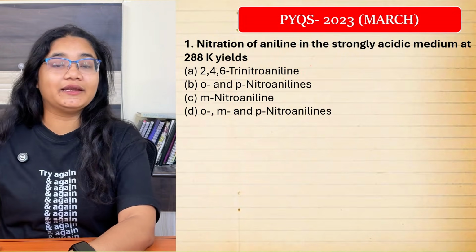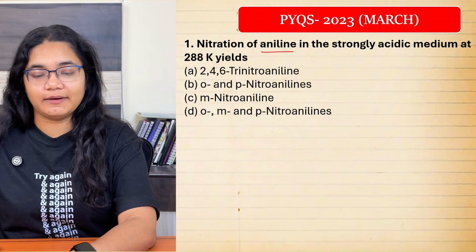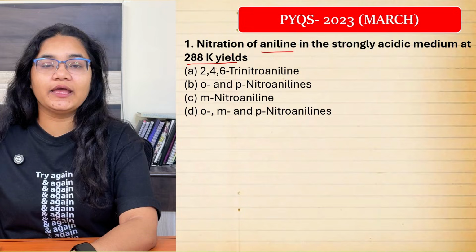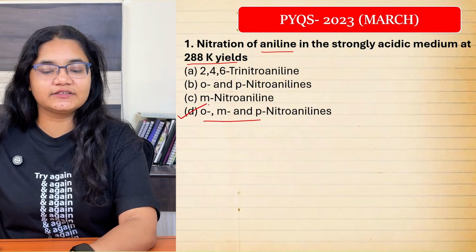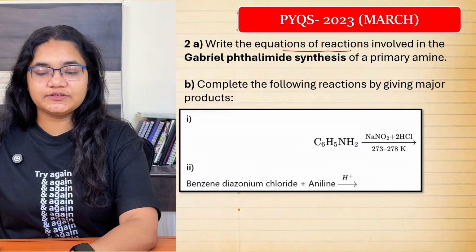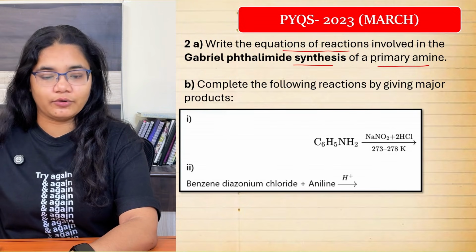Now coming to the 2023 March question, nitration of aniline in the strongly acidic medium at 288 Kelvin yields. Okay, now if you do nitration of aniline, you will get all the three products we just discussed. So option number D is the correct answer. Next question, write the equations of a reaction involved in the Gabriel phthalimide synthesis of primary amine. This we have already discussed.